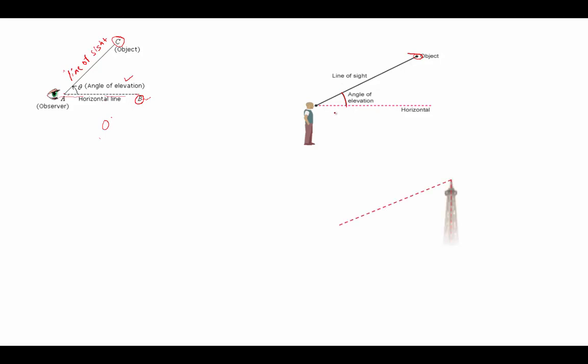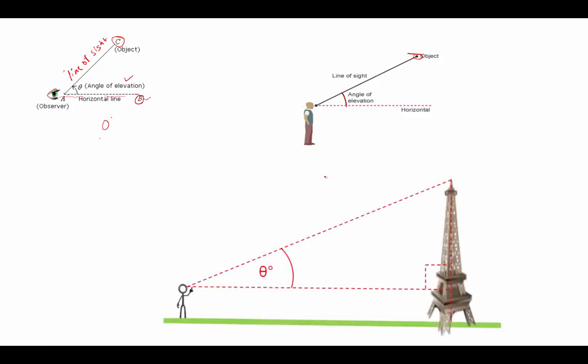If you see clearly again in this diagram, this is the Eiffel Tower. One person wants to observe the top of the Eiffel Tower, so he is elevating his eyes to the top of the Eiffel Tower. Then the angle made between the horizontal and the line of sight, theta, is nothing but the angle of elevation. Now if you observe carefully, this is the horizontal line, and always this line will be perpendicular to the height of the object or height of the person. If you join these lines, you will get a right angle triangle ABC.